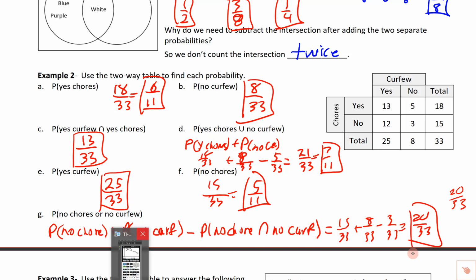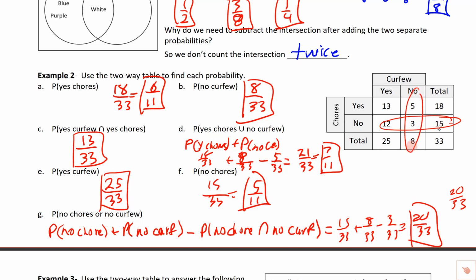Okay, another way to do it, we could do it on the frequency table, but again, we want to understand the rules and rely on those. No chore would be right here, all these guys. No chore would be right there. No curfew would be right there.